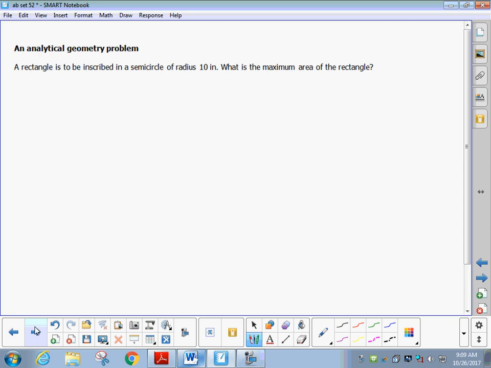This is going to be rough. All right, so a rectangle is to be inscribed in a semicircle of radius 10. This is also a complicated problem.